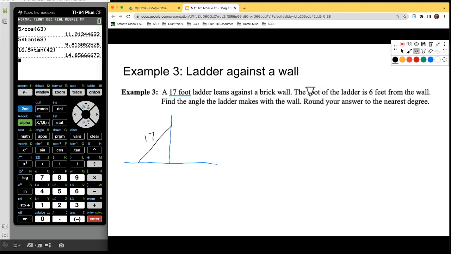We're also told that the foot of the ladder is 6 feet from the wall. Again, the wall we're assuming has a 90-degree angle, not the leaning tower. Find the angle the ladder makes with the wall. The angle the ladder makes with the wall. Okay, so here's the wall. It's got to be this angle here.